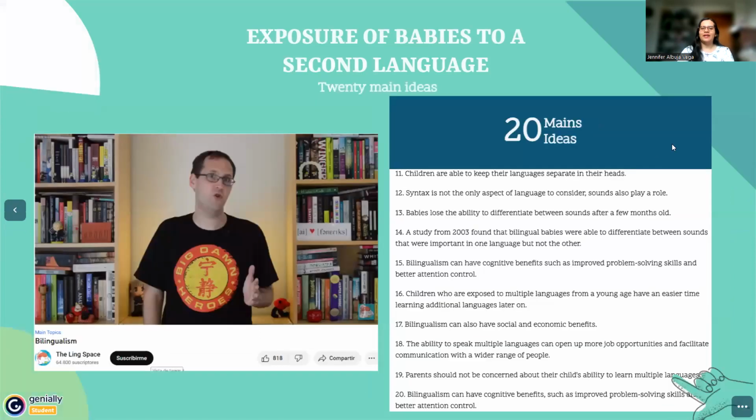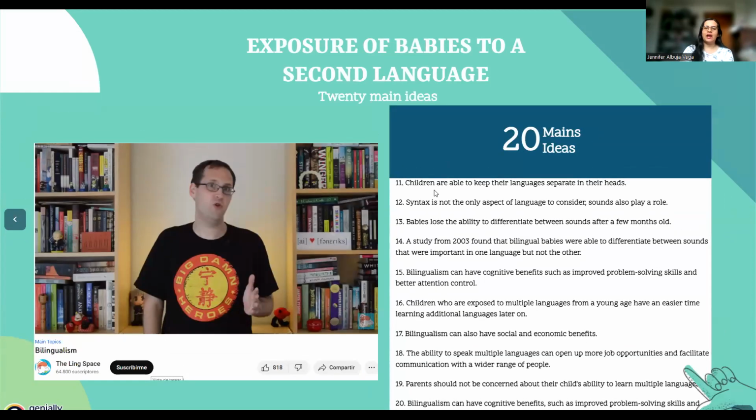Here we have, okay, 11. Children are able to keep their languages separate in their heads. As I told you before, the kids can distinguish between the mother tongue and the foreign languages they're talking about. 12. Syntax is not the only aspect of language to consider. Sounds also play a role.